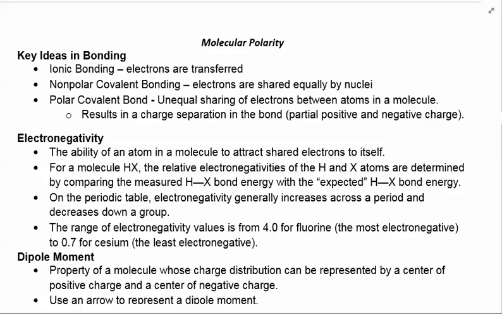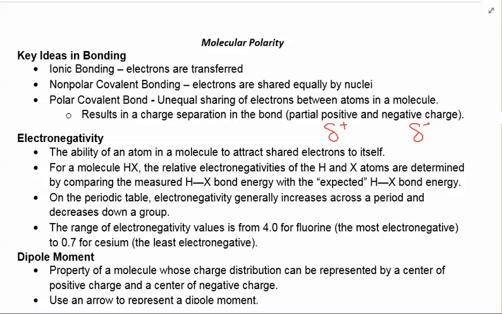What this results in is a charge separation in the bond. So not a full charge like an ionic bond, but it's called a partial charge. So you have a partial positive and a partial negative charge. We have a symbol that we use. It kind of looks like an incomplete 8. It's a lowercase gamma. So this symbol helps us to denote the difference between these partial charges and a full charge like we have in an ionic substance.